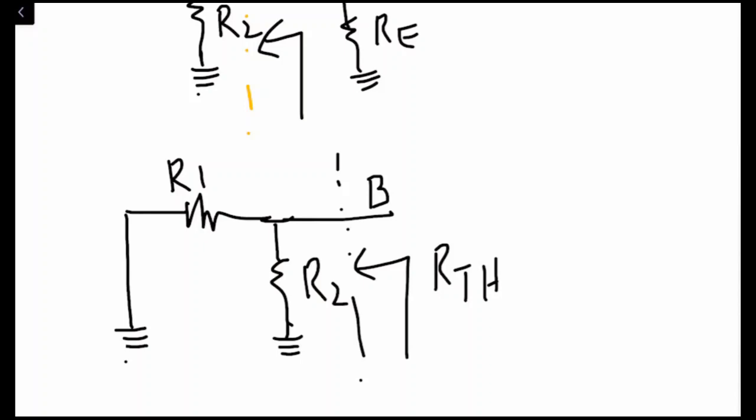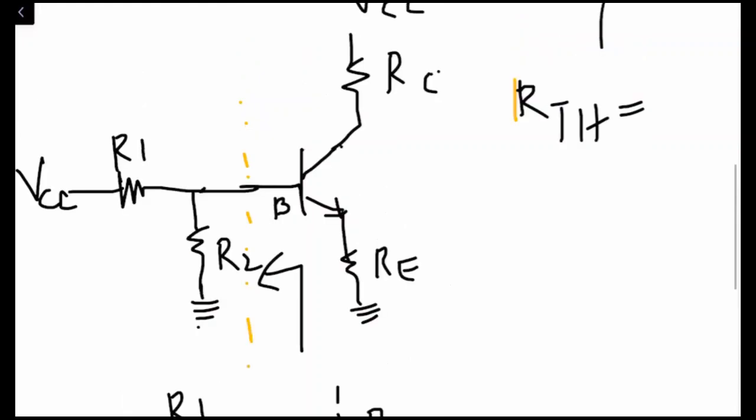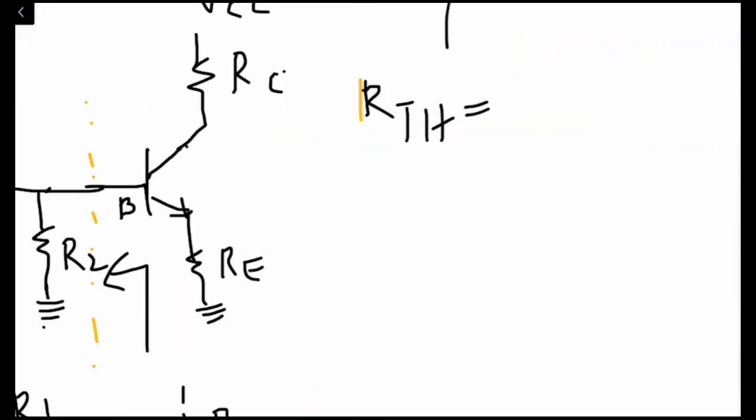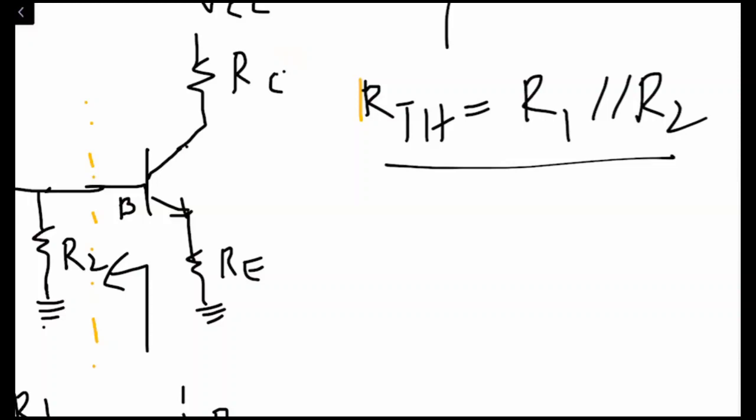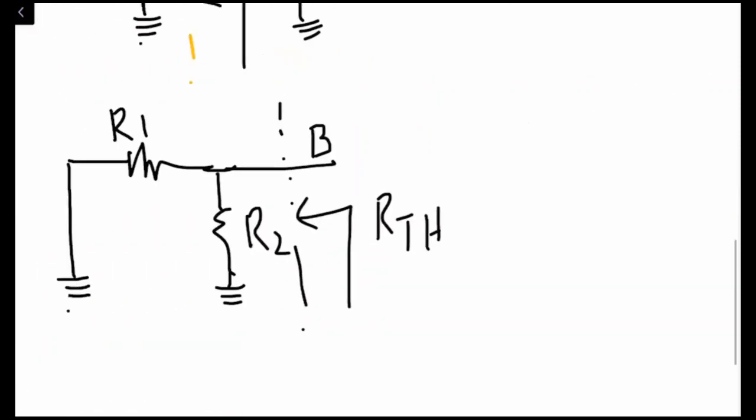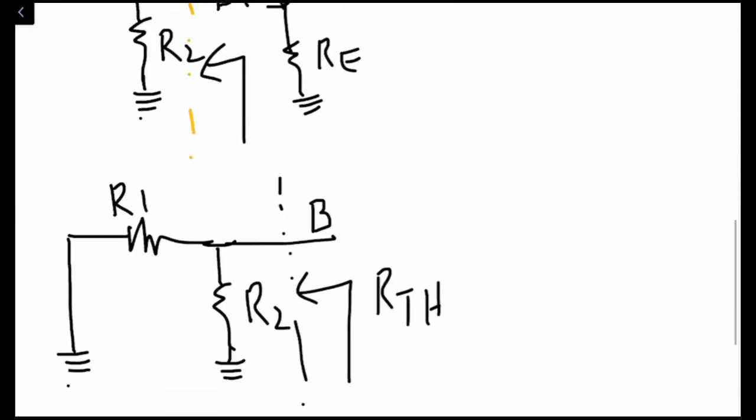Are you with me? Yes, sir. So what we can say is that the Thevenin equivalent resistance RTH should be equal to R1 in parallel to R2, right? And similarly, if I want to find the Thevenin equivalent voltage from the same side, what I need to do is reinstall the voltage source which was there.